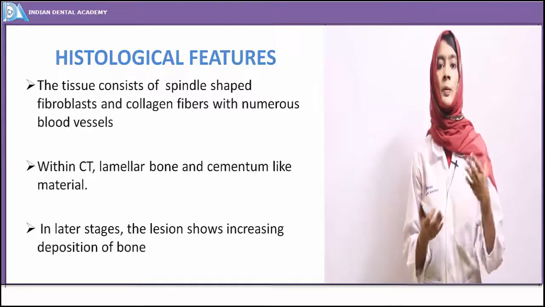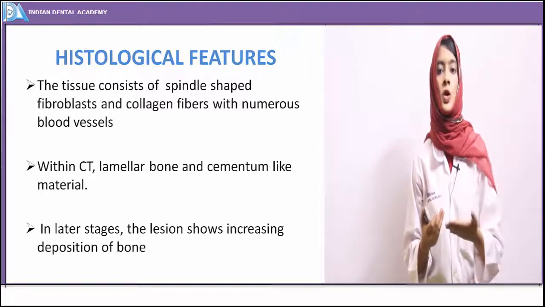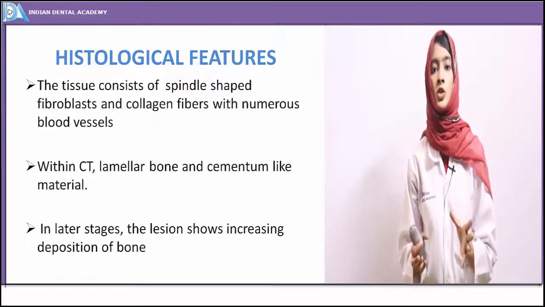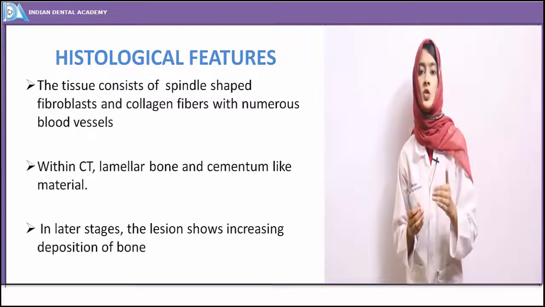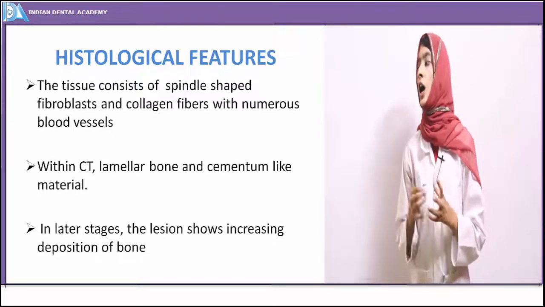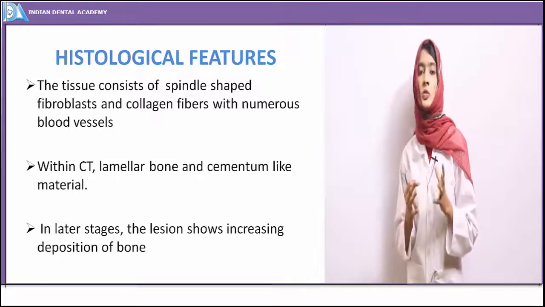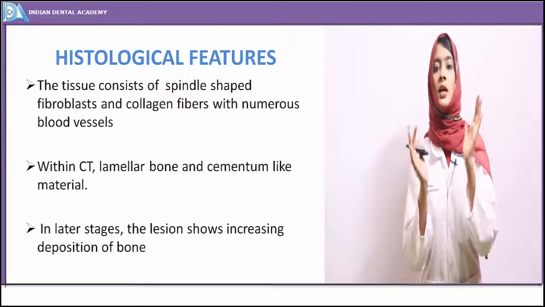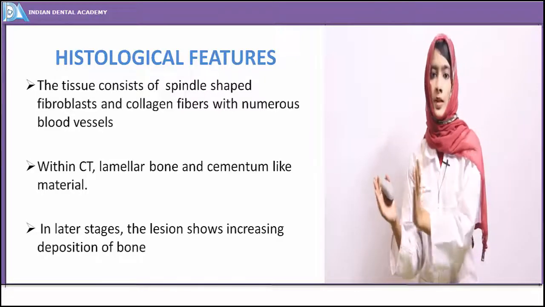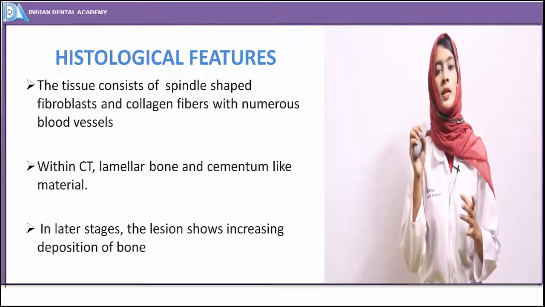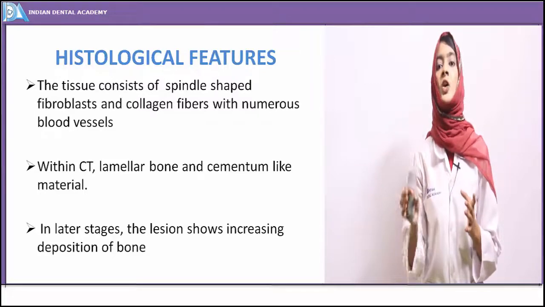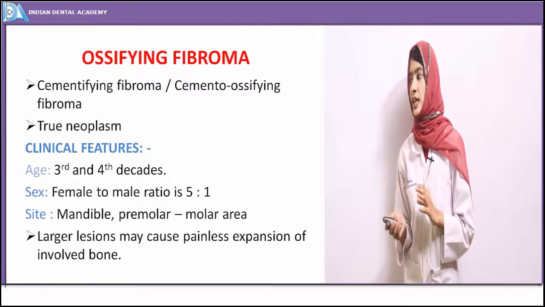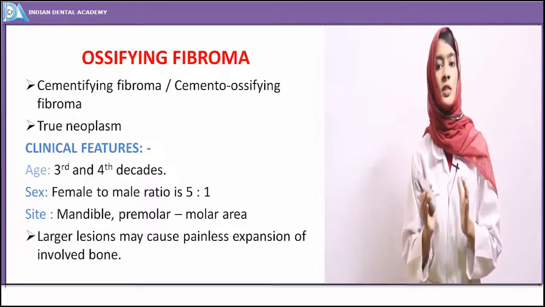When you see the microscopic picture of cemento-osseous dysplasia, all three forms show a similar histopathologic picture, that is presence of spindle-shaped fibroblasts in the stroma along with collagen fibers and numerous blood vessels. So within the connective tissue, the lesion goes from radiolucent to a mixed lesion, that is radiopaque lesion. There is deposition of osteoid or cementum-like particles in the bone. So with increasing deposition of bone, the lesion becomes radiopaque.